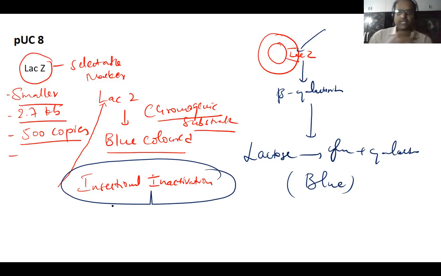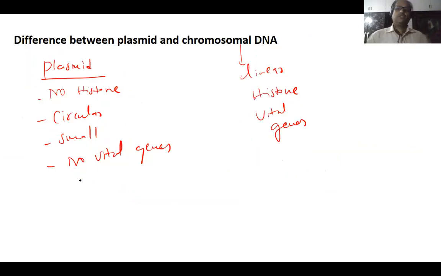Clear? Insertional inactivation means the desired gene has been inserted, but the lacZ gene is inactivated. If it is inactivated, it will not give rise to blue colored colonies. It gives colorless colonies. Now the next point that we need to understand is the difference between plasmid DNA and chromosomal DNA.